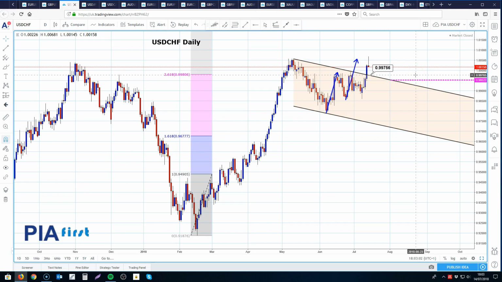And we're still quite bullish in Euro Swiss. So we don't believe that the move to the downside is going to be very aggressive in dollar Swiss.